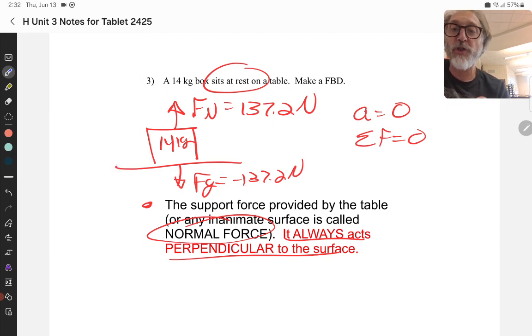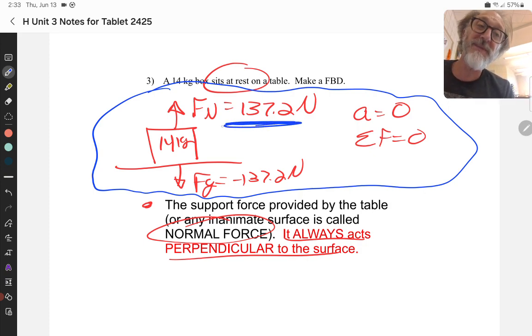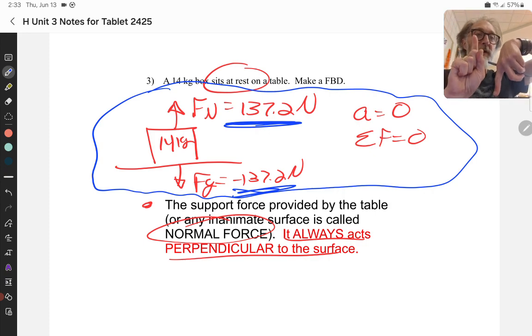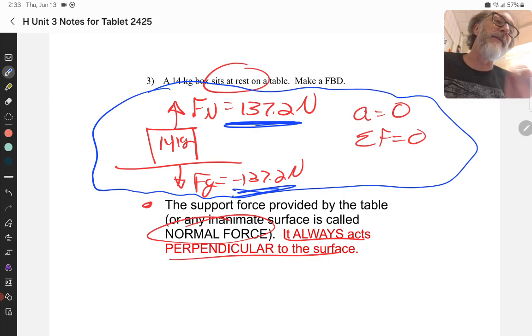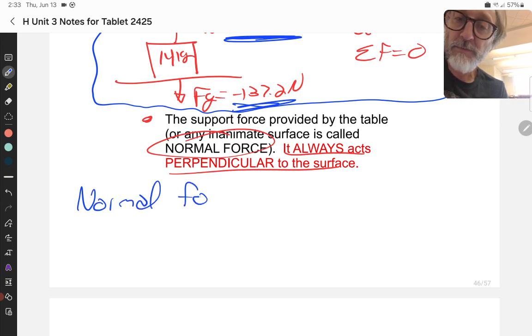A word of caution. In this example, it happens that the normal force is equal to my gravity, so they just cancel one another out. That is not always the case. Write this down: when you're doing vertical forces, normal force is always your last vertical force.